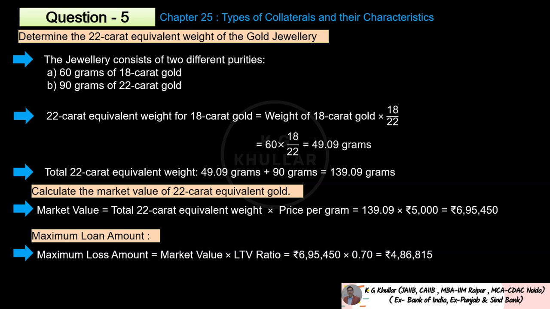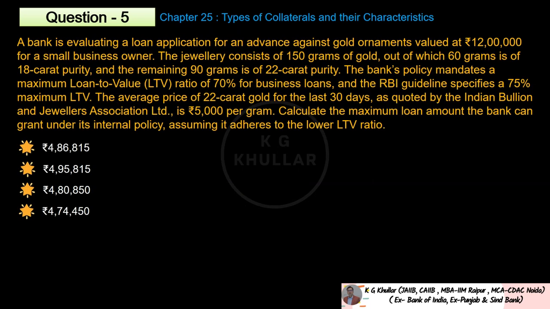So, maximum loan amount will be simply market value multiplied by LTV ratio, which equals rupees 6,95,450 multiplied by 0.70 equals rupees 4,86,815. So friends, this value indicates the maximum amount the bank can lend against the pledged gold under its own internal policy, which is considering the stipulated LTV ratio. Hence, the correct option for the given question is option A.